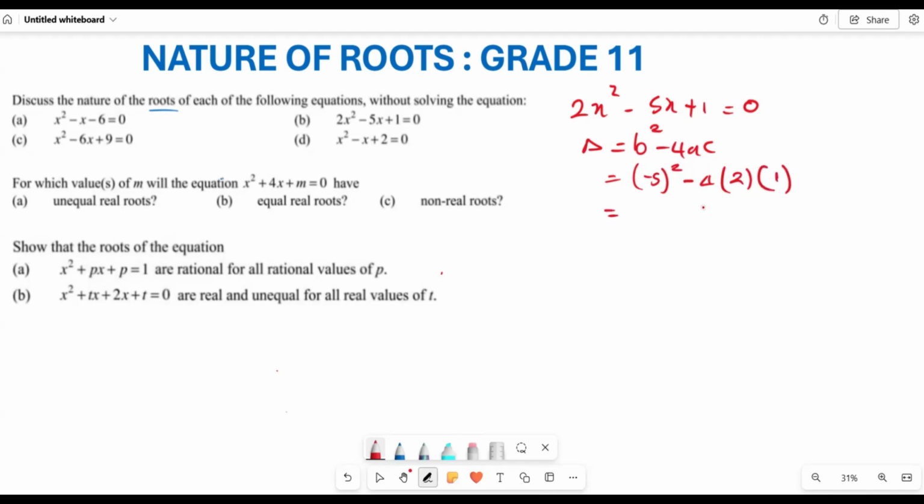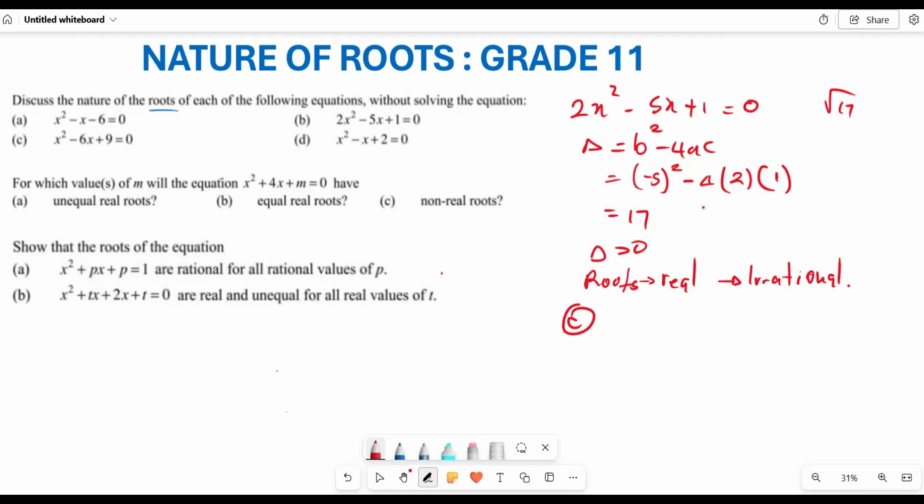When you are solving all of this, what is the answer that you're getting? This is going to be 17. So the roots are going to be real. Your delta is greater than 0, which means the roots are real. However, what is the square root of 17? You are going to have a number with decimals, which means the roots are irrational. They are irrational as much as they are real. So let's look at our number C now.